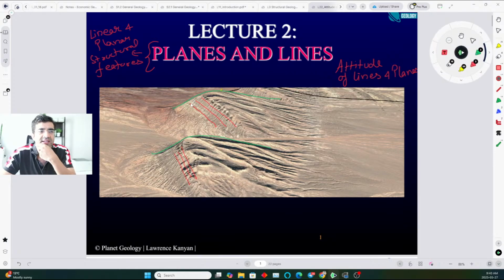The red one. The red line, right? Okay. So these are the structures. So structures are internal. So what do the green lines represent? Outcrop. Outcrop, or basically the topography.